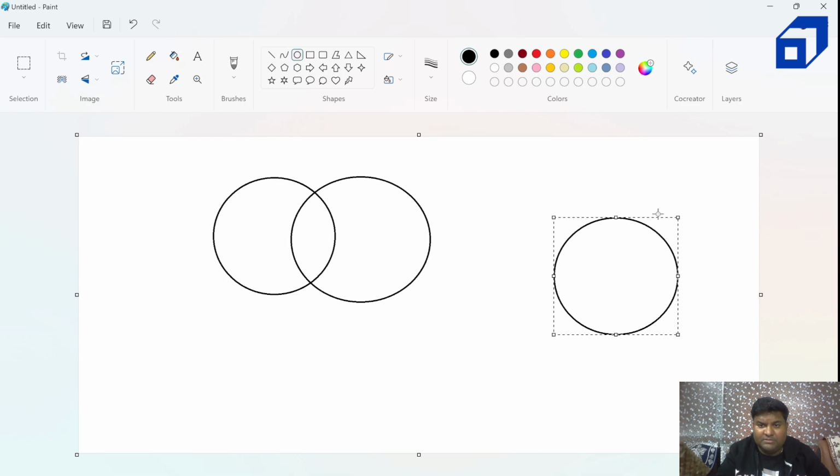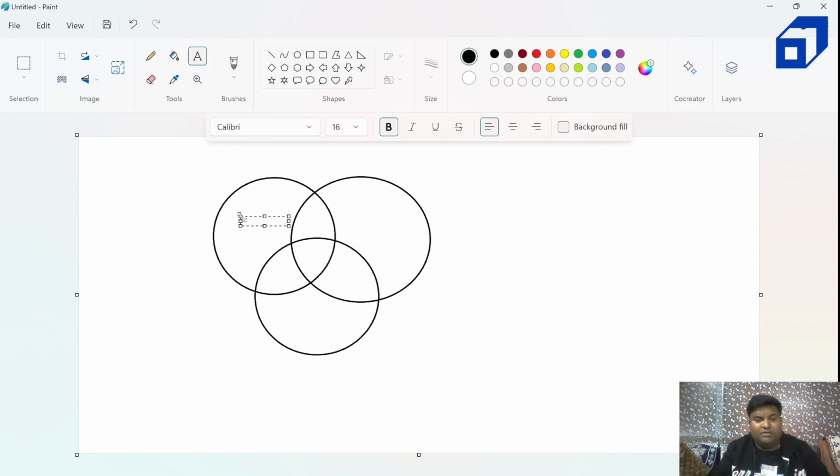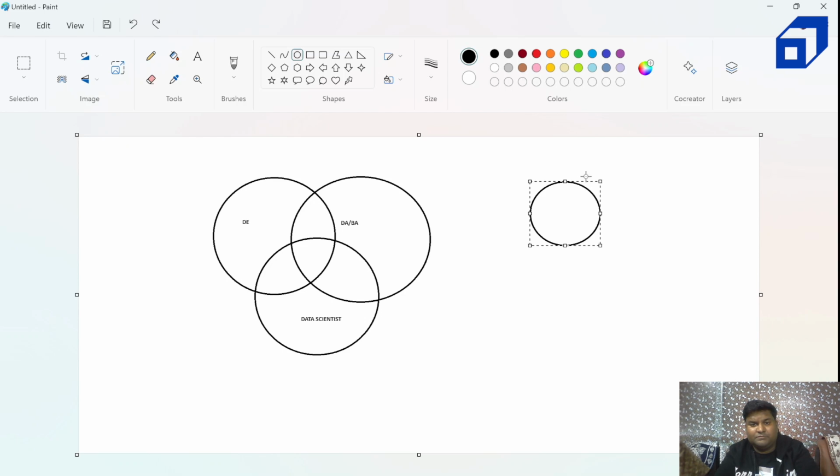Let me take another circle, put it over here, right? This is DE, which is data engineering. This is data analyst or business analyst, let's say one and the same. Data scientist. Okay, we can take one more circle, a smaller circle, which is a DBA.